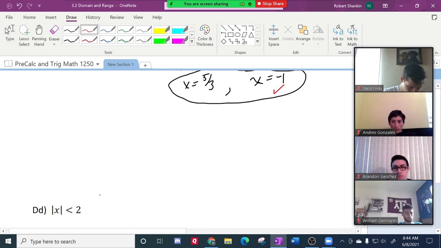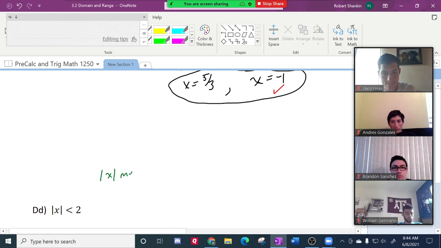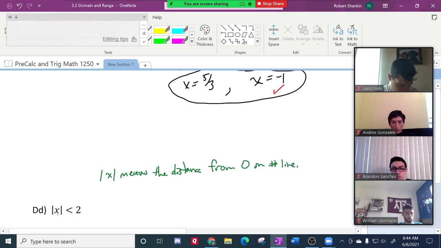Alright, so from facial expressions, it looked to me like some people were struggling with this one. So, I'm going to go over some basics. Absolute value of x means the distance from 0 on the number line. So, we want all the numbers x whose distance from 0 on the number line is smaller than 2. So visually, it'll look like this.